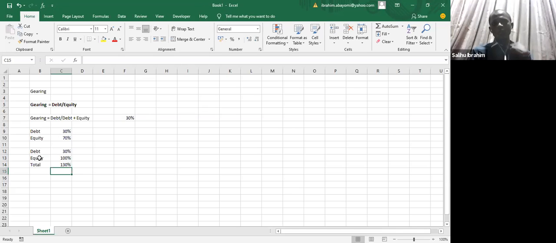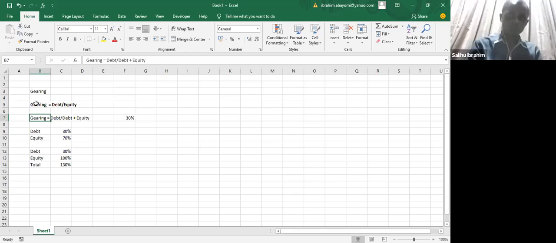So the question will give you a direction. If it says debt over debt plus equity, then you should come here. If it says debt over equity, you should come here. That is the way you can interpret this. So I'm going to stop sharing this screen now so that we go back to our normal slide.